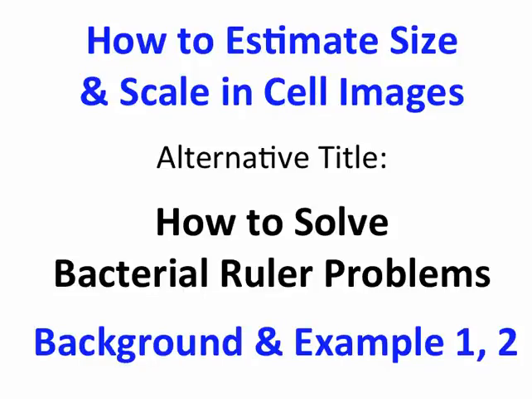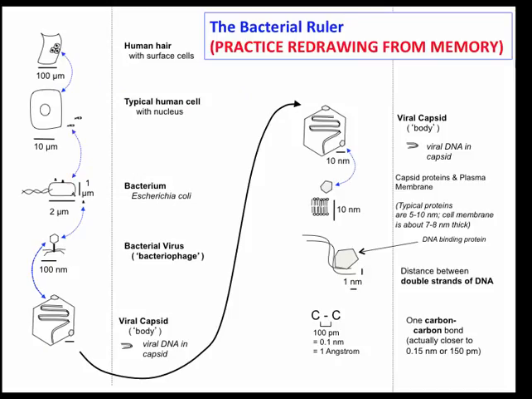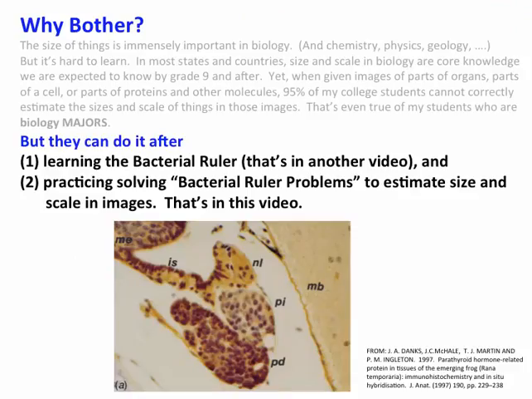This video is about how to estimate size and scale in cell images, or how to solve bacterial ruler problems. The bacterial ruler has a series of scales of biological things, starting with something you can see, a hair, and in powers of 10 going smaller from a hair down to individual molecules. Using bacterial ruler problems to estimate size and scale in images helps them get a sense of what the real sizes are of the structures that they look at, think about, and work with in biology.